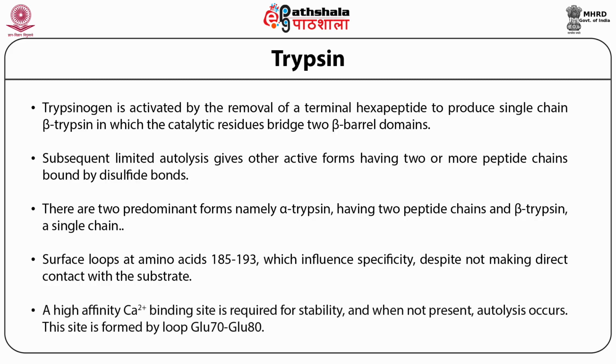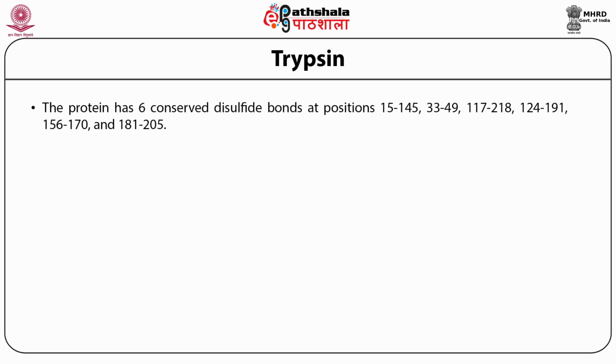A high affinity calcium binding site is required for stability, and when not present, autolysis occurs. This site is formed by loop glutamic acid 70 to glutamic acid 80. The protein has 6 conserved disulfide bonds at position 15 with 145, 33 with 49, 117 with 218, 124 with 191, 156 with 170, and 181 with 205.